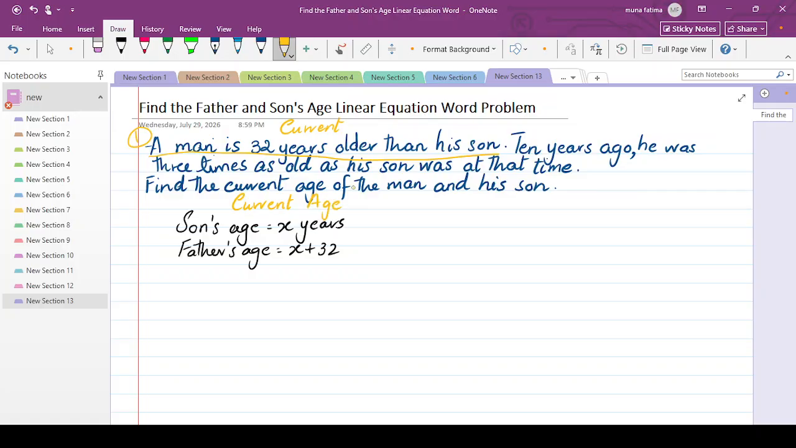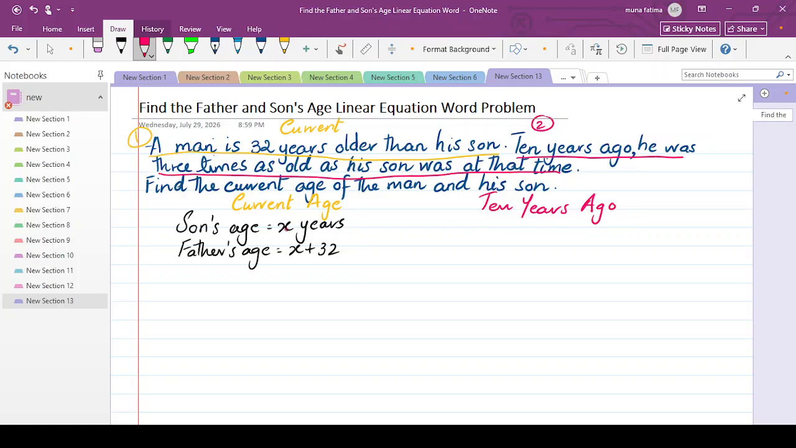Now the second scenario is, I'm going to the next line, 10 years ago. Now this is the second scenario. We have to work on this bit by bit. Now we're going to write down the 10 years ago thing. Now 10 years ago, obviously, the father and the son, their ages were 10 years less.